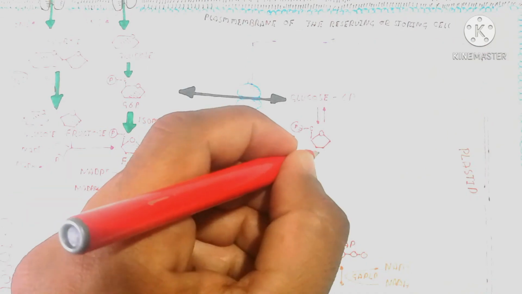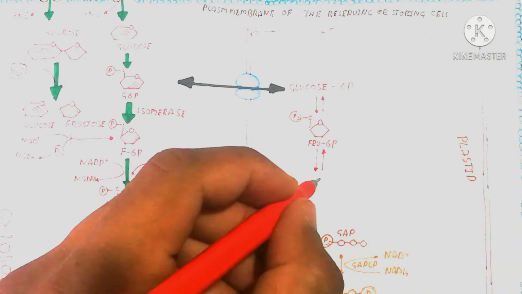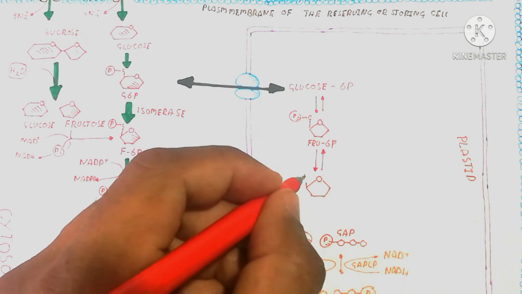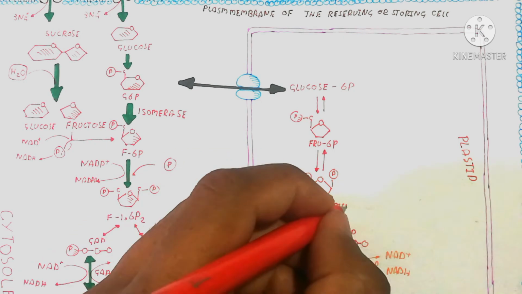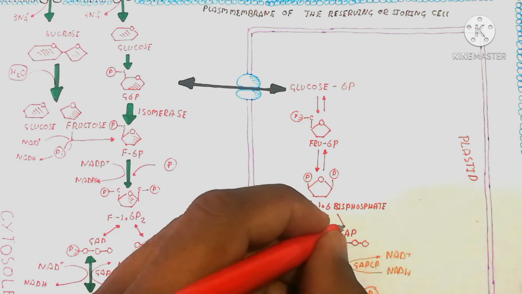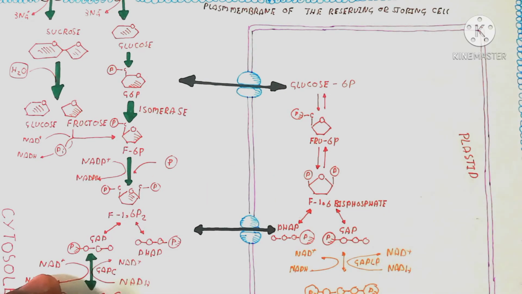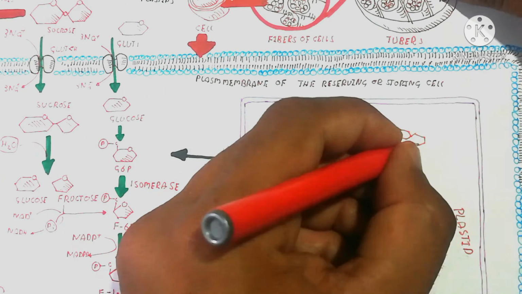which will enter the transporter channel, and glucose 6-phosphate is converted to fructose 6-phosphate by the 6-phosphate isomerase enzyme, and then a dehydrogenase enzyme produces fructose 1,6 bisphosphate, and this bisphosphate will produce two molecules again, looking the same as in glycolysis.